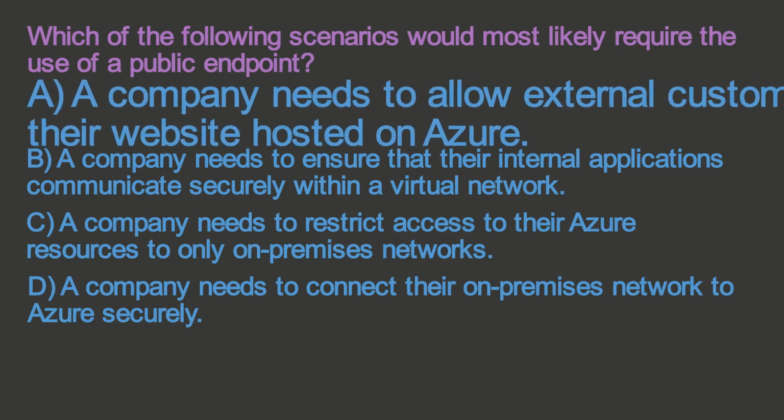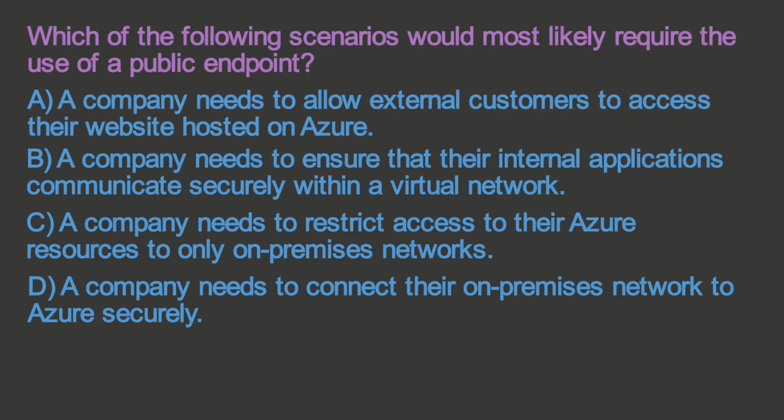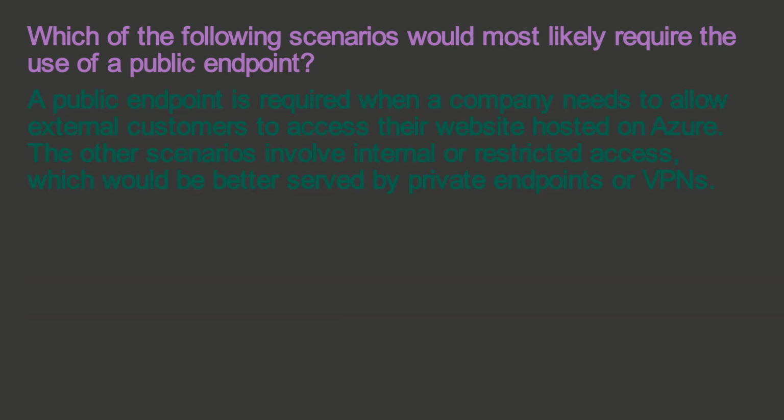The correct answer is A. A company needs to allow external customers to access their website hosted on Azure. A public endpoint is required when a company needs to allow external customers to access their website hosted on Azure. The other scenarios involve internal or restricted access, which would be better served by private endpoints or VPNs.